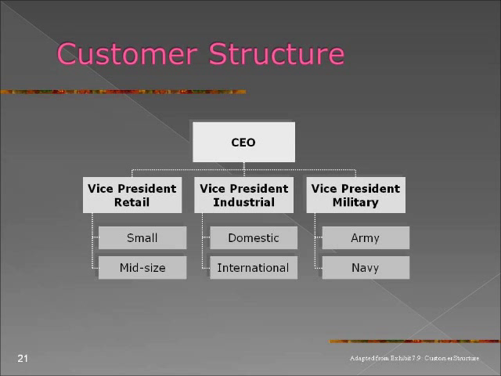A sample of customer structure can be viewed in this slide, wherein specific functions and field operations and services were designated in a single point of contact. As can be viewed for Army and Navy customers, it is under the leadership of the Vice President Military Division, and so with the small and mid-sized retail.